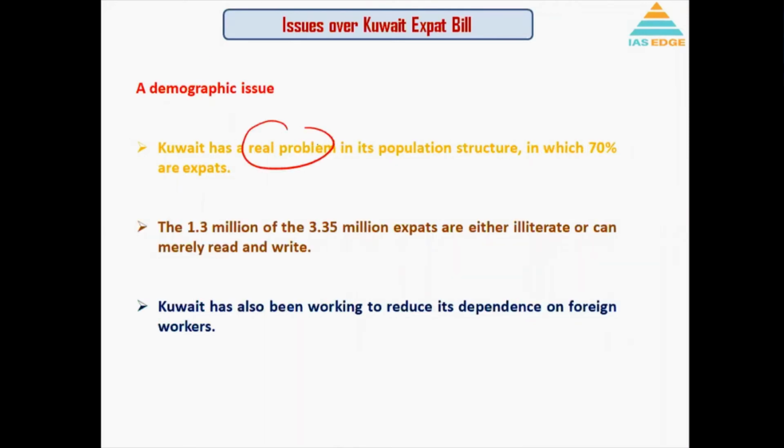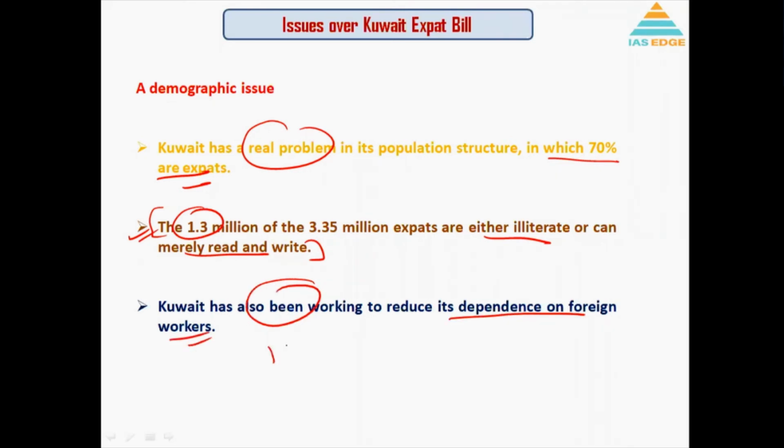Now Kuwait has a real problem in its population structure, in which 70% are expats. 1.3 million of the 3.5 million expats are either illiterate or can merely read and write, which means they do not provide much value. They are kind of supporting. Remember, these rich Kuwaitis need somebody as house aid help, and other kinds of unskilled laborers are required. Kuwait has also been working to reduce its dependence on foreign workers. Why? Because there has been unemployment also in Kuwait. Around 1% is the unemployment rate, and the locals are now ready to take the jobs which earlier they were not ready for.